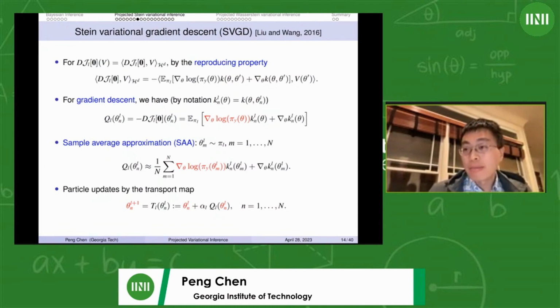However, in high dimensions, typically this is a problem. In high dimensions, the kernel tends to be like a delta function, and the particles would lose the effect of repulsing each other. Then eventually they will collapse to the local modes, to the MAP point. So now this is the basic algorithm: you push the samples step by step by this perturbation map.